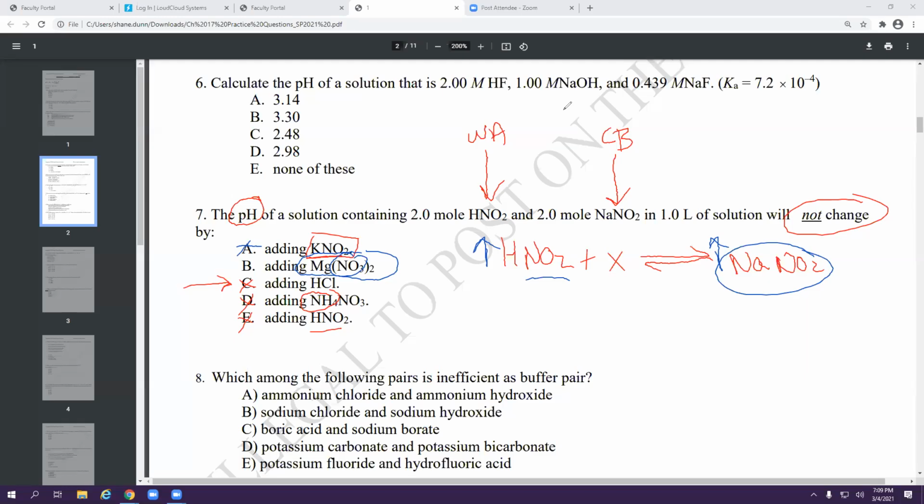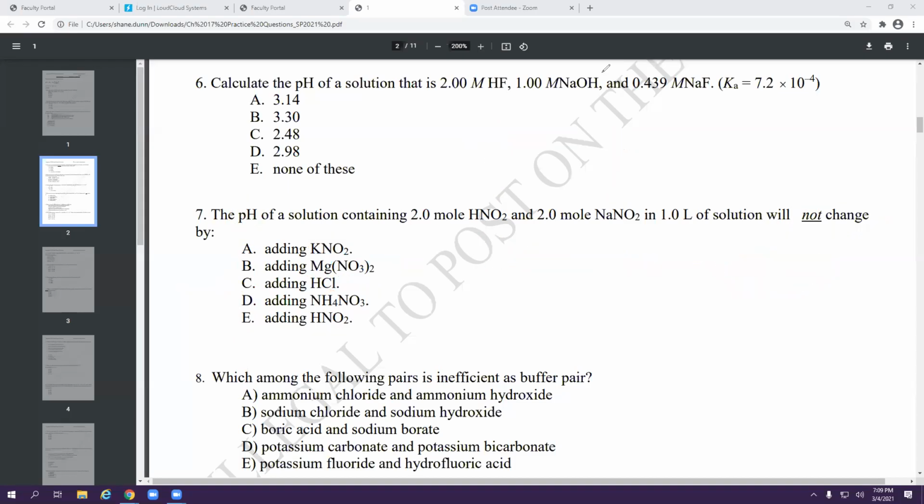B doesn't do anything because this is NO3, this is NO2. Different. They're not the same ion. It won't do anything to this equation. Does that make sense? Not a common ion. Okay. Clear, John. Okay.